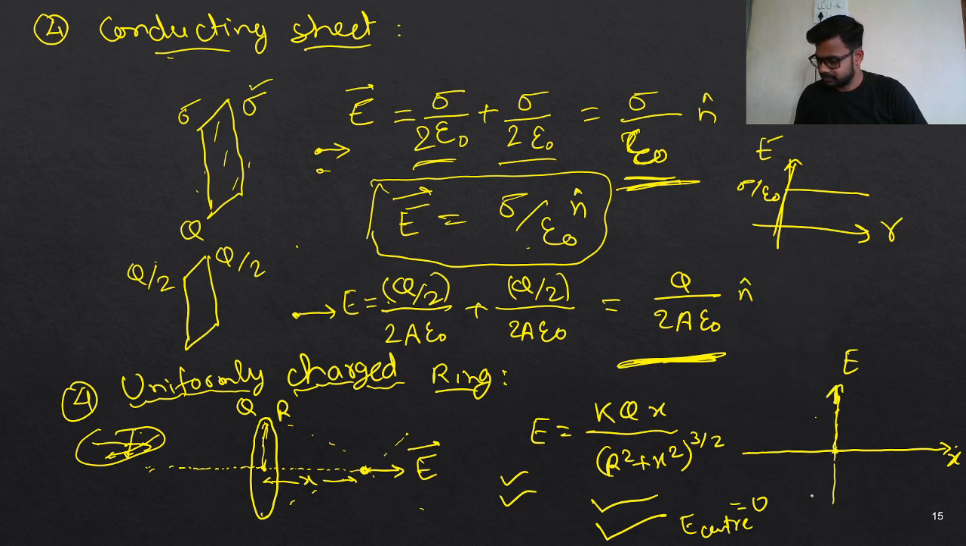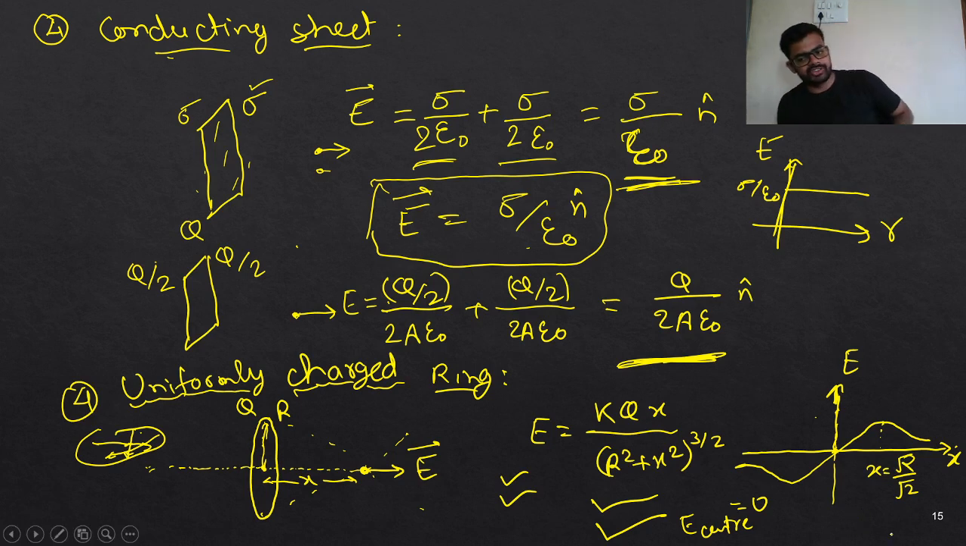Let me draw the curve. And here the curve will look like this, the same type of curve but in the opposite direction. All of you are getting it, right? The left direction is the negative direction, that's why this curve is downward, and the right direction is positive, so the positive value of electric field is upward. And this peak will be at x equal to R by root 2. The maximum value of the field is at x equal to R by root 2.